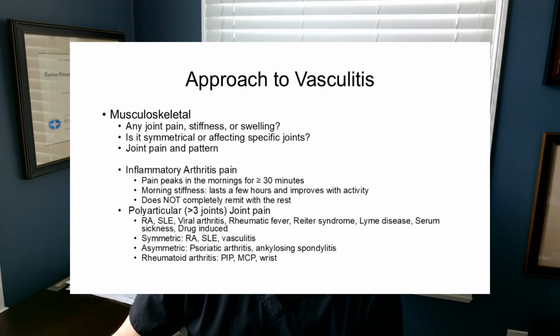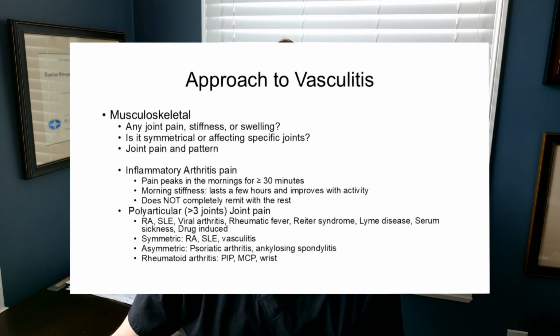And we should ask about musculoskeletal problems. Is the patient having any joint pain, stiffness, or swelling? More specifically, whether it's symmetric or asymmetric joint involvement, as well as the pattern of joints. Inflammatory arthritic pain would be more indicative of an autoimmune process. Usually pain peaks in the morning, and there's morning stiffness that lasts greater than 30 minutes, sometimes a few hours, and then improves with activity and does not completely remit with rest. This is kind of the opposite for things like osteoarthritis, and is how you can tell them apart.